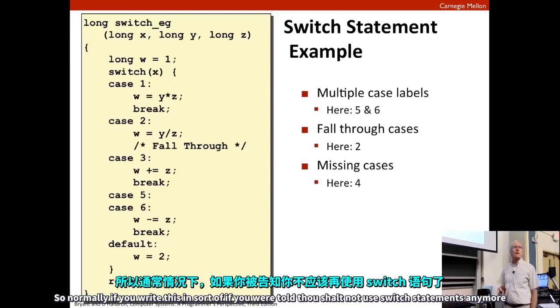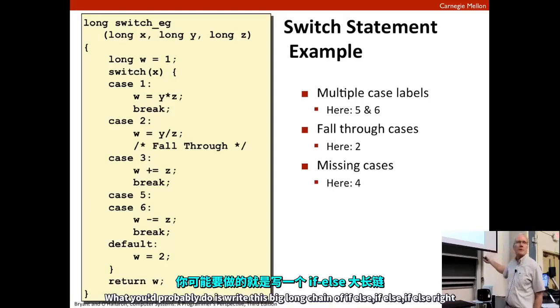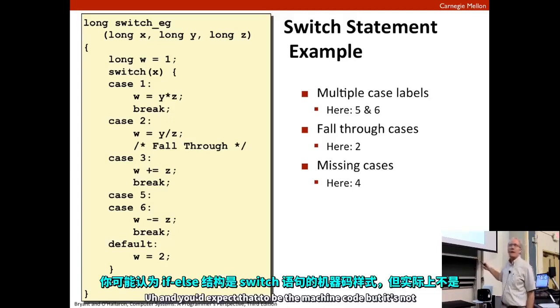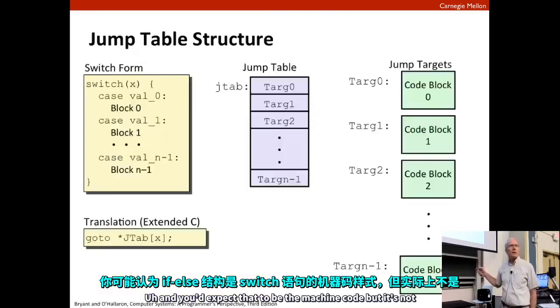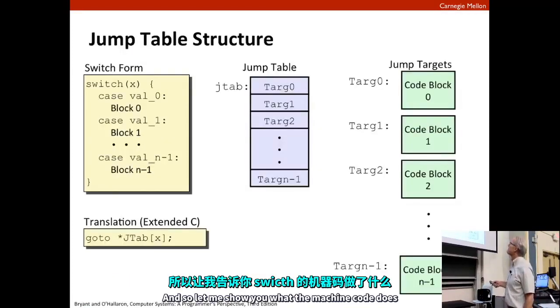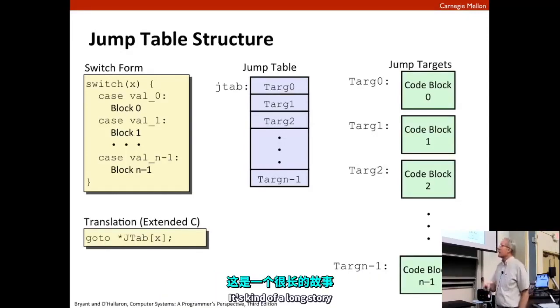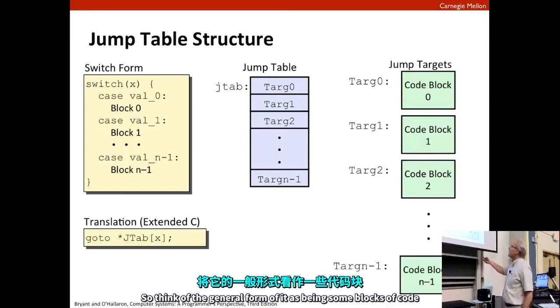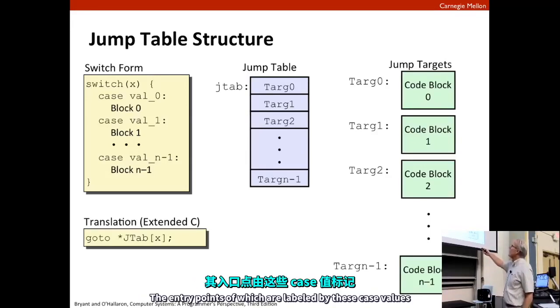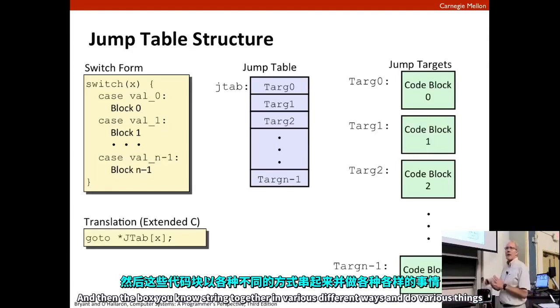So normally, if you were told, thou shalt not use switch statements anymore, what you'd probably do is write this big long chain of if, else if, else if, else, right? And you'd expect that to be the machine code, but it's not. So let me show you what the machine code does. It's kind of a long story. So think of the general form of it as being some blocks of code, the entry points of which are labeled by these case values. And then the blocks string together in various different ways and do various things.